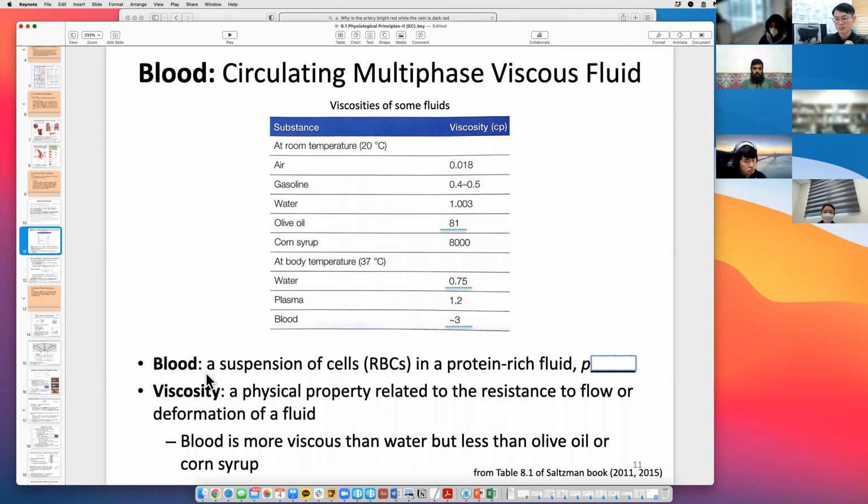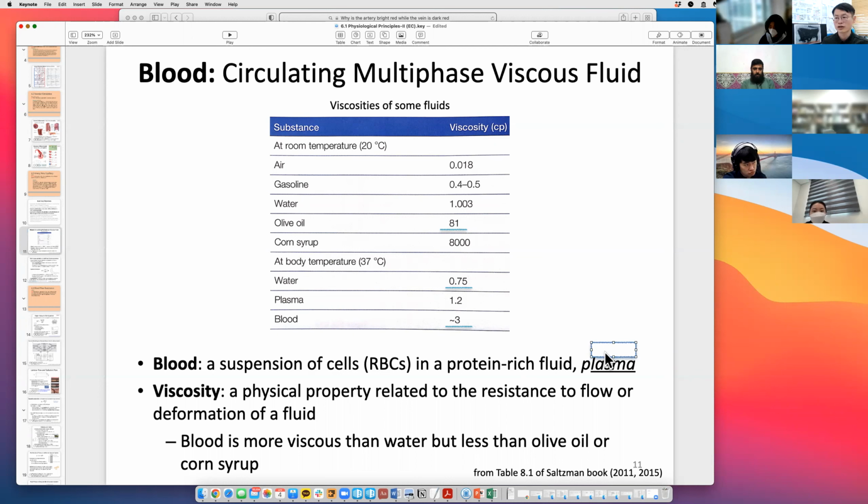All right, so blood is a suspension of RBCs in a protein-rich fluid we call, let's see... Yes, the fluid in the blood. Protein-rich fluid, plasma. Exactly, yes.